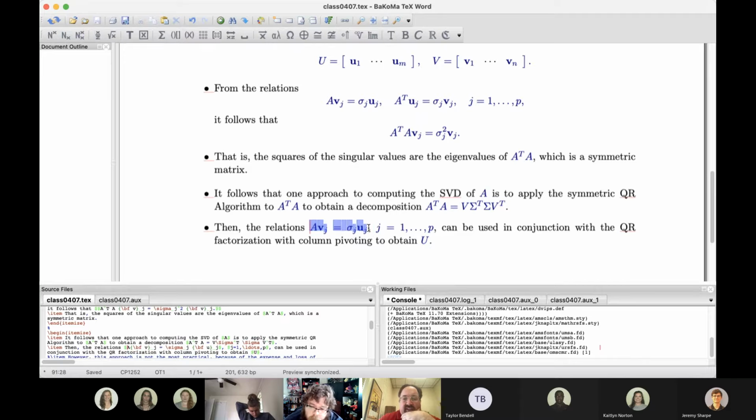If I only did this and not the QR with column pivoting, then I would have what's called the economy size SVD.